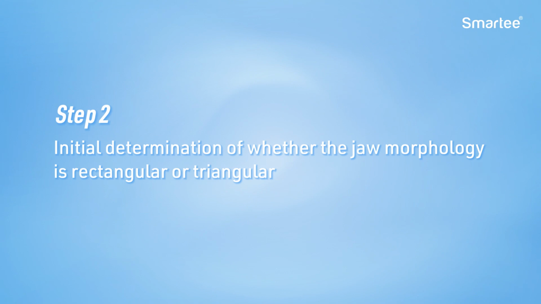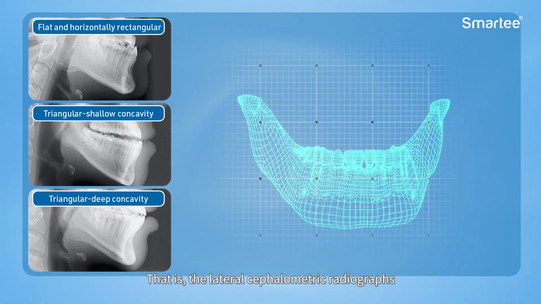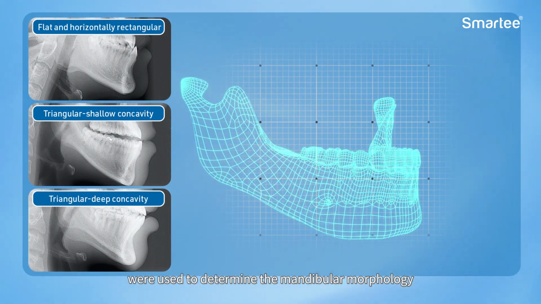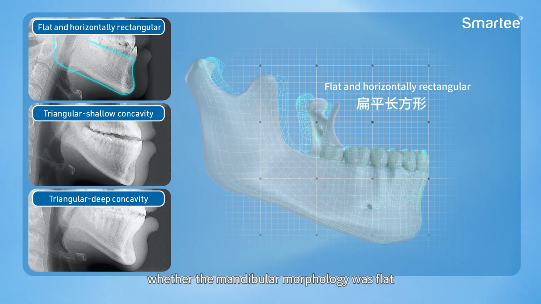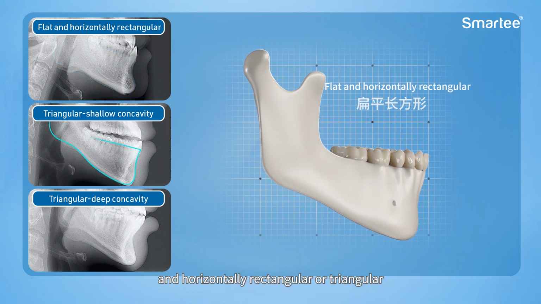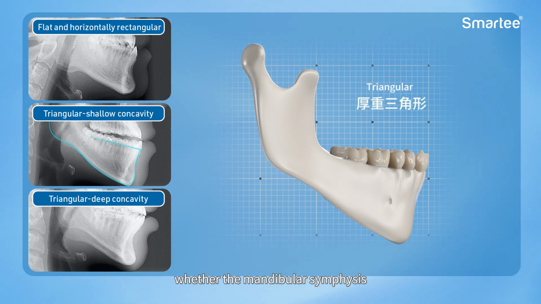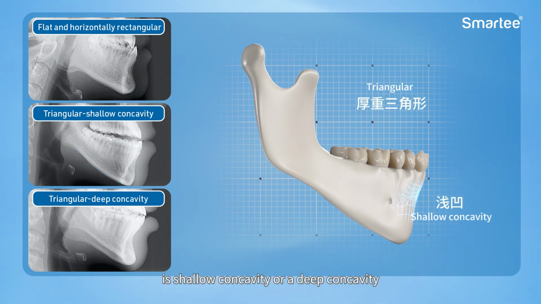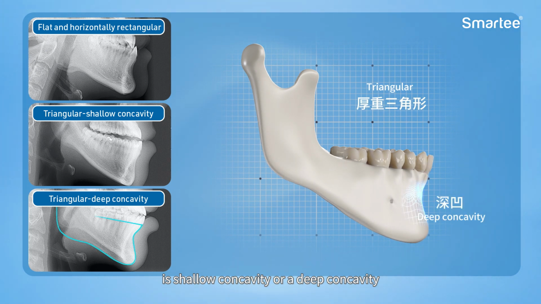Step 2. Initially determine whether the jaw morphology is rectangular or triangular. That is, the lateral cephalometric radiographs were used to determine the mandibular morphology, whether it is flat and horizontally rectangular or triangular, and whether the mandibular symphysis has a shallow concavity or a deep concavity.